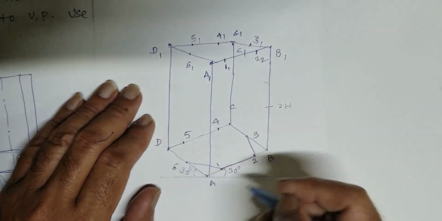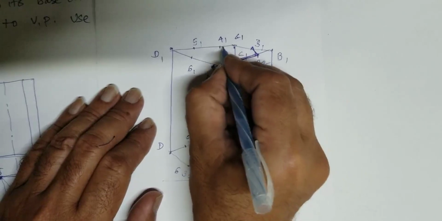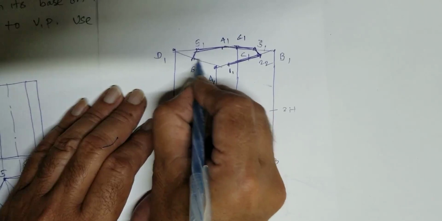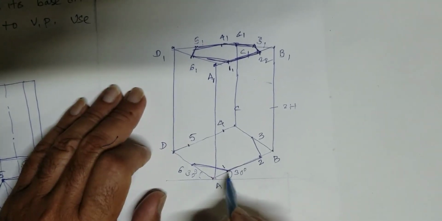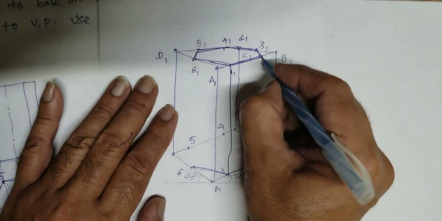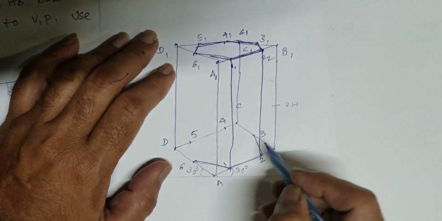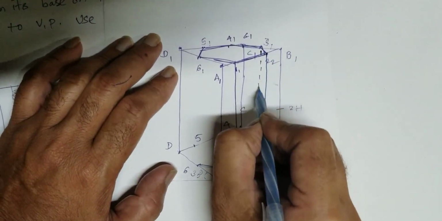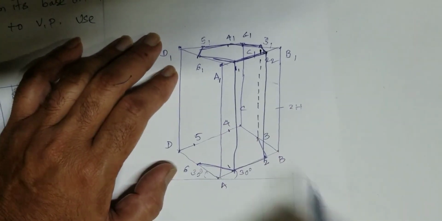Now join all the points as at the bottom, 1 to 2, 2 to 3, 3 to 4, 4 to 5, 5 to 6, 6 to 1 like that. Now we have to join bottom with top. Like 1 to 1 we have to join it. 2 to 2 join it. Then 3 to 3, but it is going inside, so try to join with hidden lines, because they are not visible from outside, but they are there at the back.